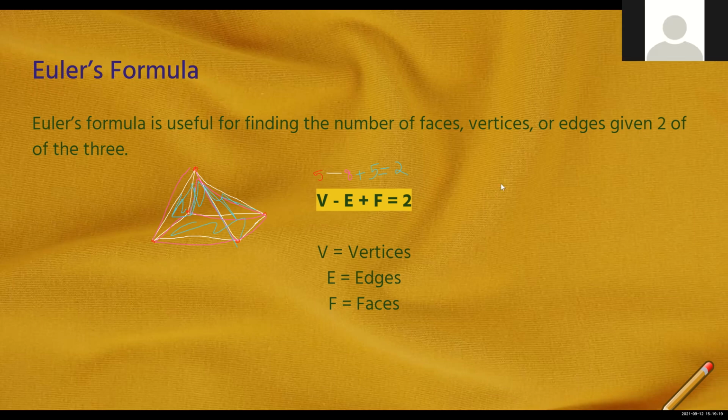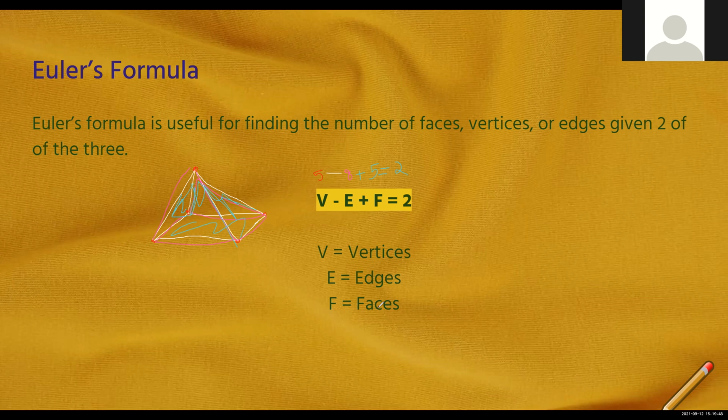I have another question. What does this help us find out? For example, volume? No, this helps us find the number of vertices if we're given the number of edges and faces, or the number of faces if we're given the edges and the vertices. If we have two of those values, then we can find the one that is not given.